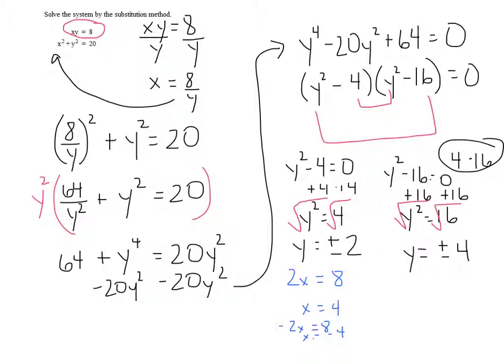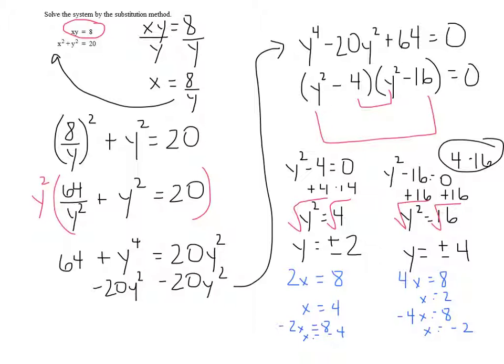So for y equals plus or minus 4, we can do the same thing. We're going to take 4 and plug it in, and the easiest one to do is the top equation, so that's the one I did. 4x is equal to 8 is going to give us x equal to 2. Negative 4x equal to 8 is going to give us x is equal to negative 2. So those are the solutions we have.